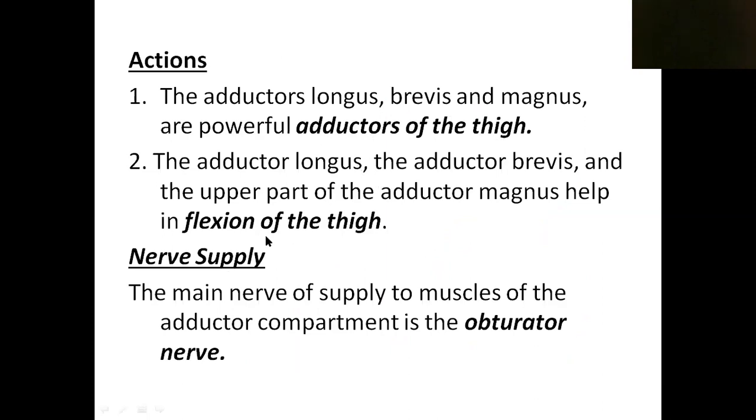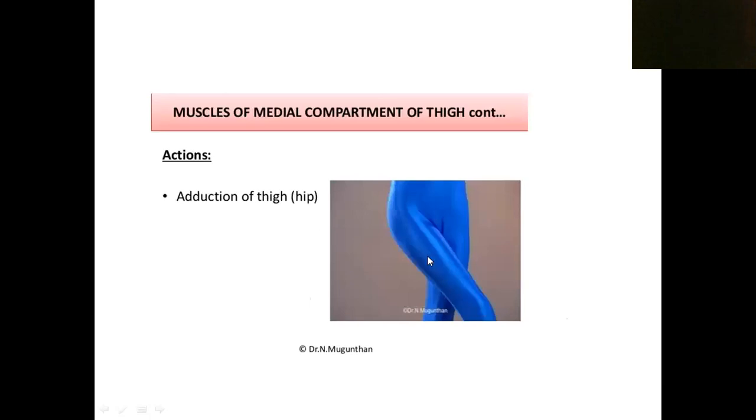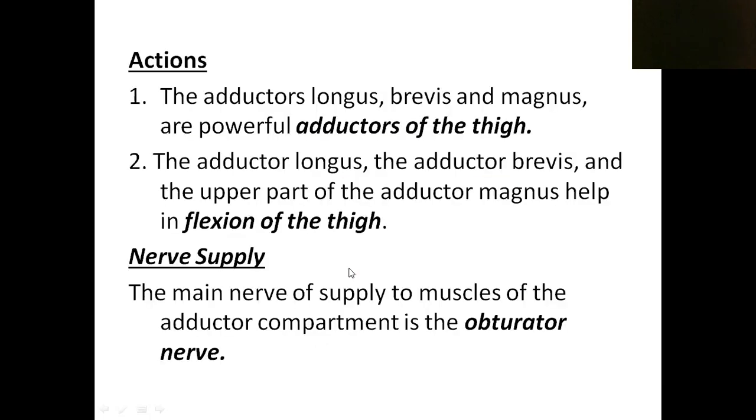In addition to that, adductor longus, brevis, and the upper part of the adductor magnus flex the thigh. So these are some of the important actions of these muscles. The nerve supply is the obturator nerve. Okay. See, this is the adduction. In this image, we can see the adduction of the hip joint. Okay, so these are the details of the medial compartment muscles, or the adductor compartment muscles.